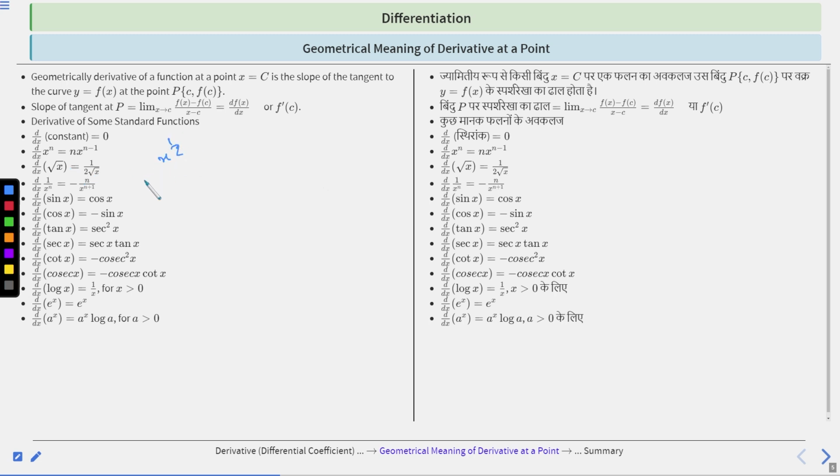Here n is 1 by 2. Clear? So again we will apply this formula: n times x to the power n minus 1. So it will be 1 by 2 x to the power 1 by 2 minus 1, which after simplification will give 1 by 2 root x.